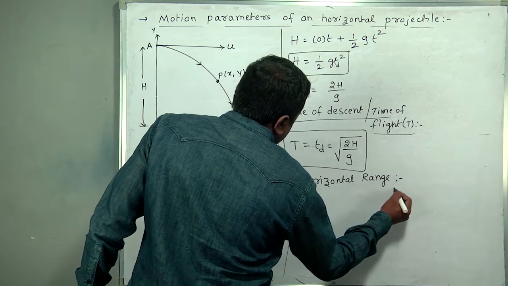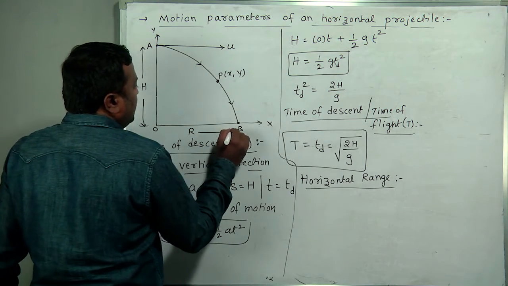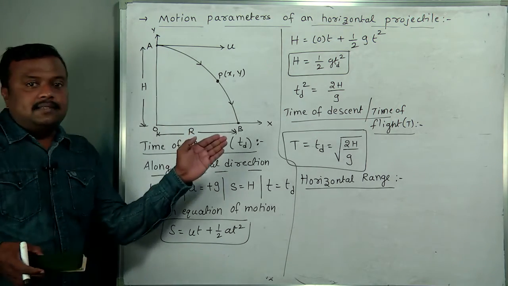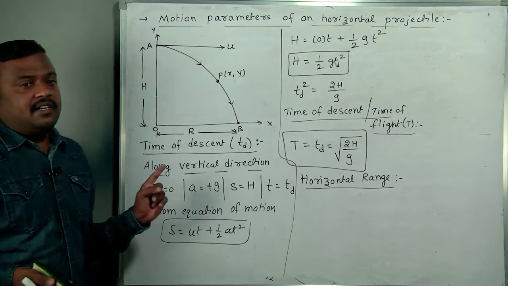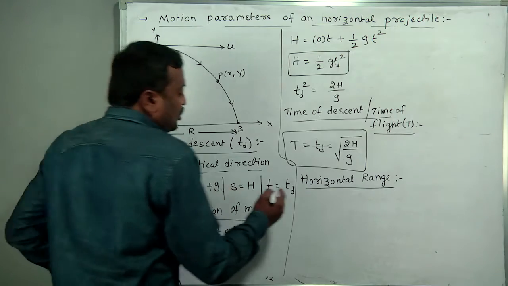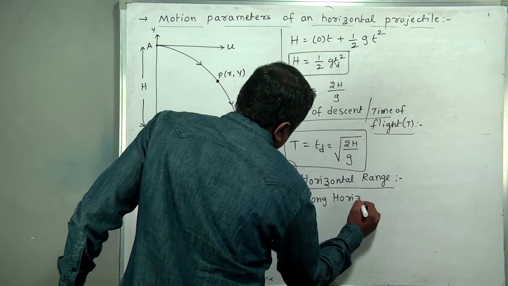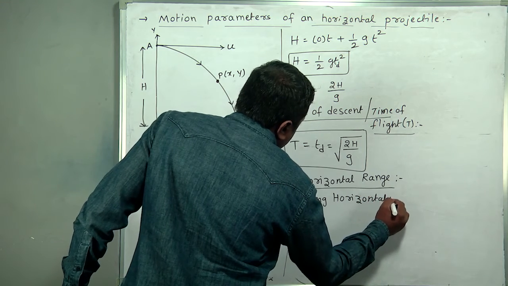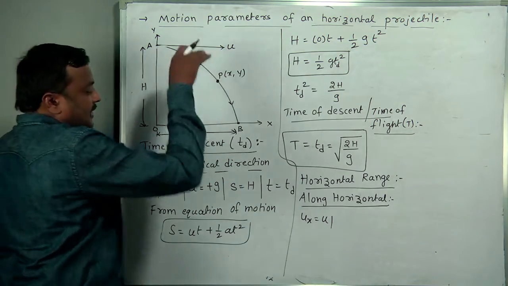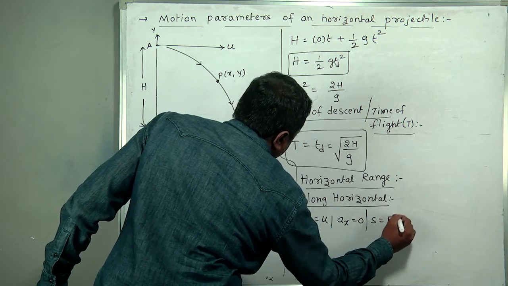One more point here we should write, horizontal range. Horizontal range is nothing but how much distance it has travelled along the x-axis. So for horizontal range, we take the terms along horizontal. Along x-axis, what is the initial velocity? U only. Its acceleration is 0, we know. S is equal to capital R.